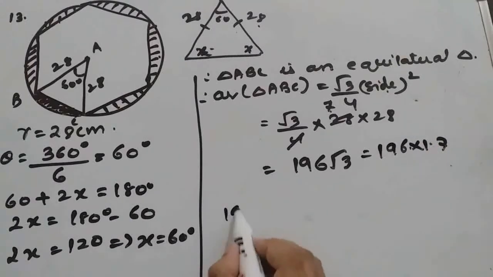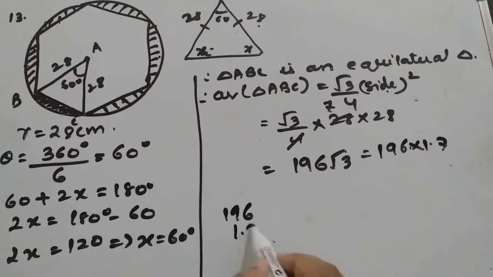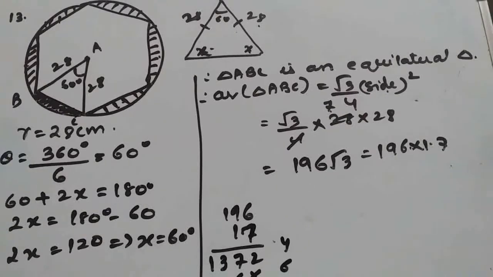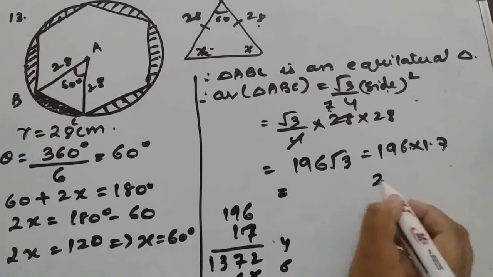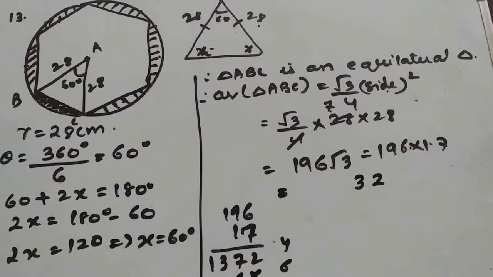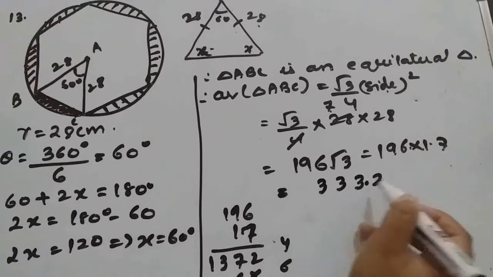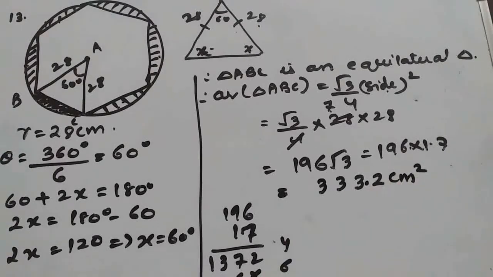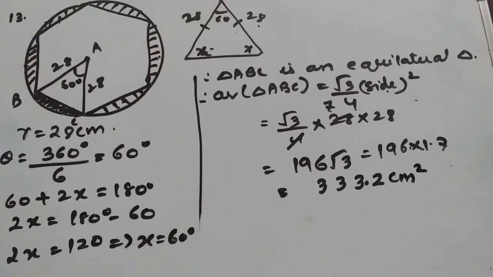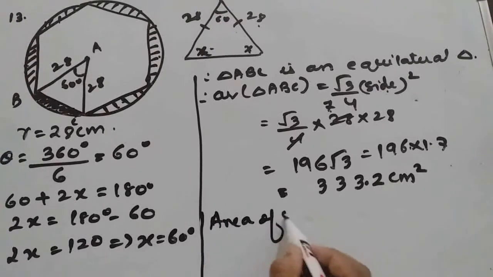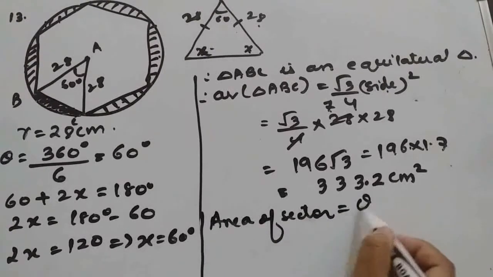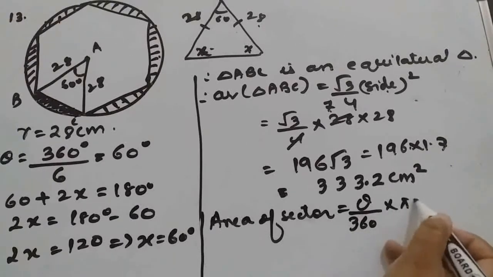Okay, so 196 from 17 we can multiply. So answer will be 333.2 centimeter square. This is what? Area of triangle. Now what we should find? Area of sector. That is easy, that we can find by using formula. Which formula we can use here? Theta by 360 into pi r square.